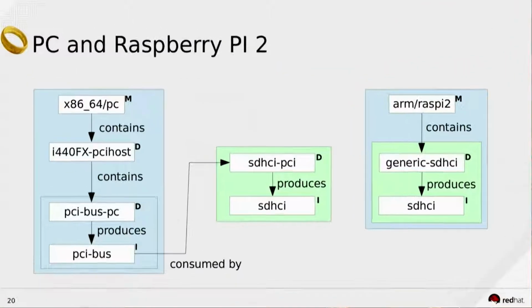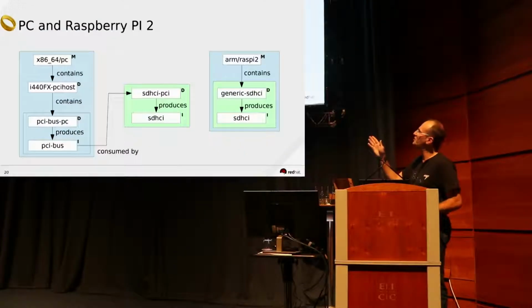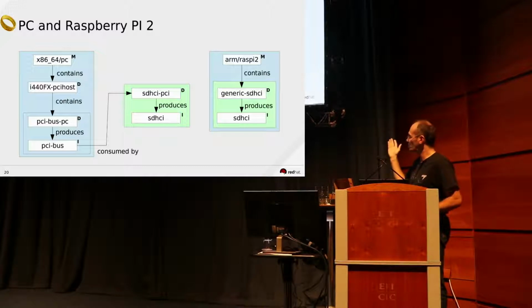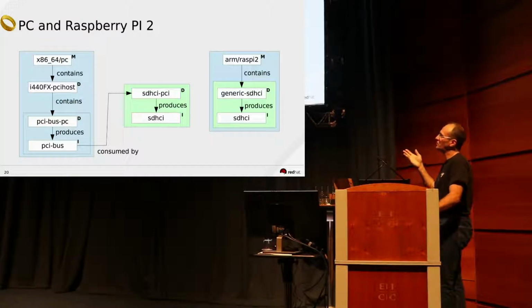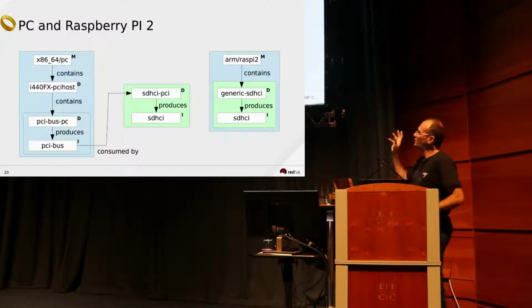So this is the description of two machines. We have the PC machine and the Raspberry Pi 2 machine. I showed this example because this was the machine on which the SD card controller test was working. So one provides directly the interface to the SD card controller. The other provides the interface through a PCI card. And now we can see that the test was only running for the ARM machine, not on PC.